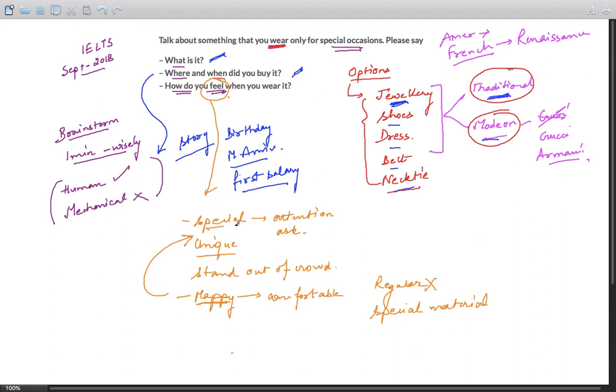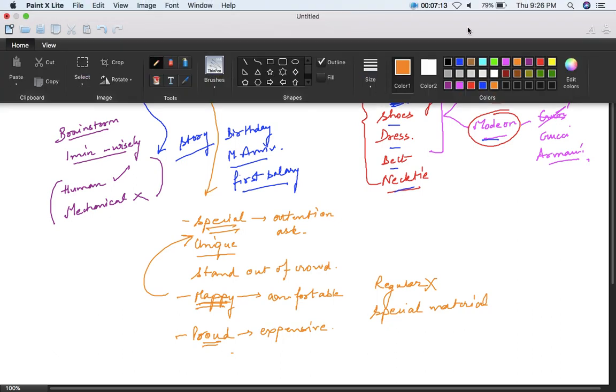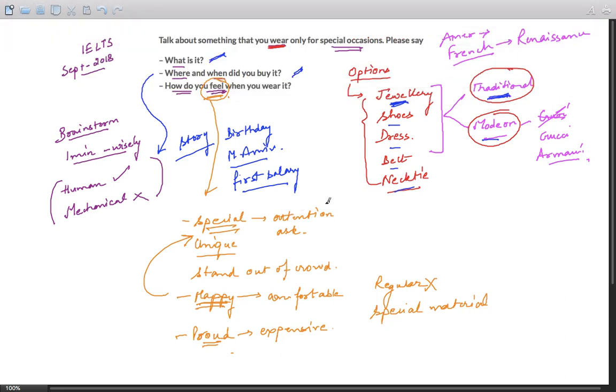So why do you feel special? Why do you feel happy? You can also be proud of the possession. You can be proud of it because perhaps it's a very expensive item and most people cannot afford it. So it makes you feel special. It makes you feel proud that I am somebody who can afford this expensive item. Okay, so what I mean to say is that how do you feel about it? You simply do not have to say that I feel special when I wear this item. Why do you feel special? What is the reason? So these are the set of reasons that you should keep in mind.